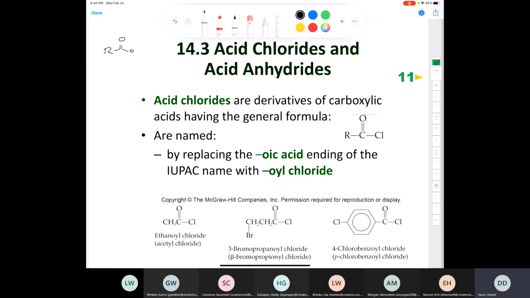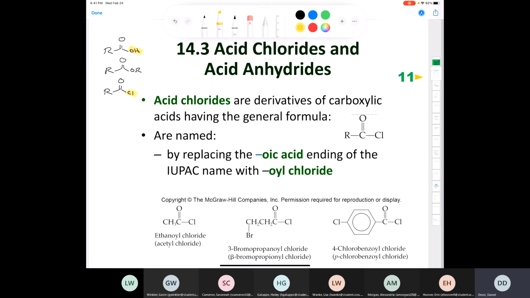So far we've looked at carboxylic acids. We've looked at esters, right? And if we replace the hydroxyl of a carboxylic acid with a chlorine like this, then we have an acid chloride. So an acid chloride. It says here acid chlorides, derivatives of carboxylic acids. Again, we just swap out the hydroxyl for a chlorine.